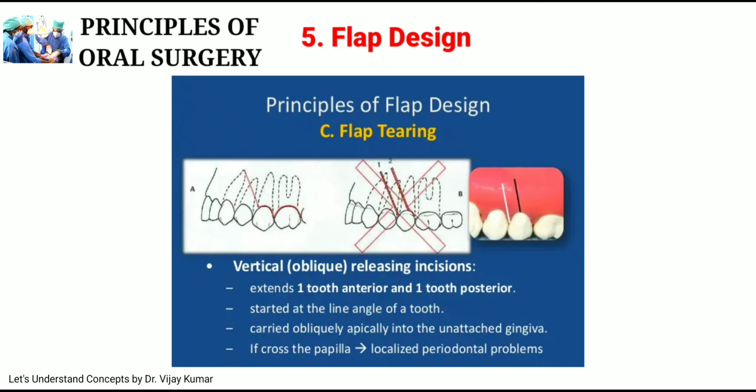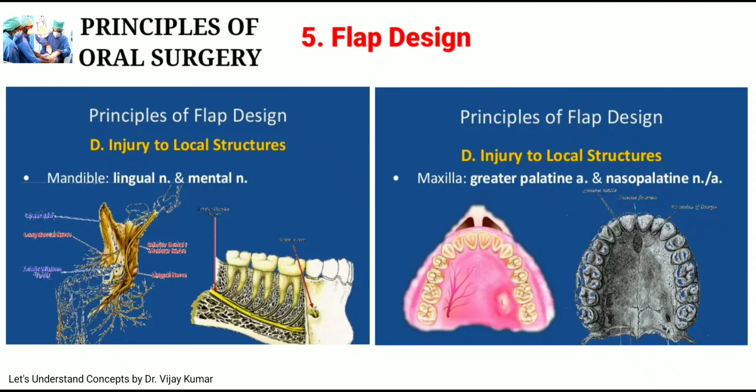So it starts at the line angle of the tooth. When you start a vertical releasing incision, it is always started from the line angle of the tooth. Then you carry the oblique incision apically into the unattached gingiva, right? So you have to go beyond the mucogingival junction onto the alveolar mucosa, so there is adequate instrumentation and adequate visual access, and you never ever split the papilla, right? If you do this, then there will be localized periodontal problems. So you never ever split the interdental papilla.